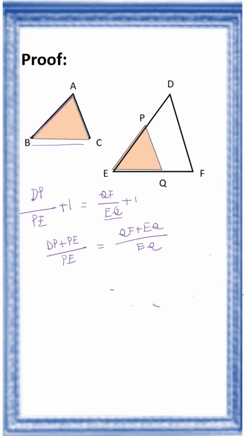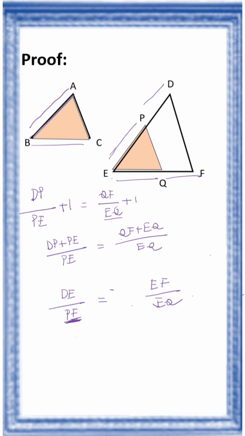DP plus PE. What is it? DE. This is DE by PE is equal to here QF plus EQ. What is it? EF by EQ. So here instead of PE we can write AB, isn't it? Instead of PE we can write AB.